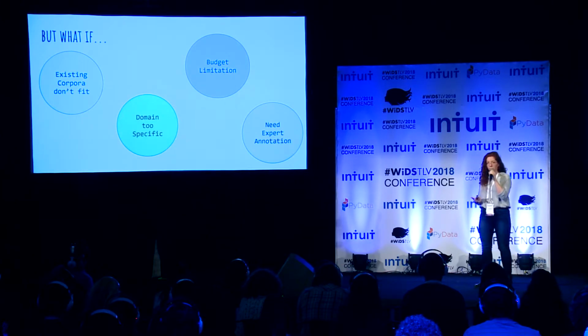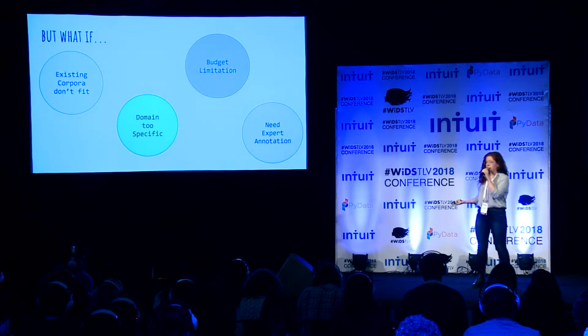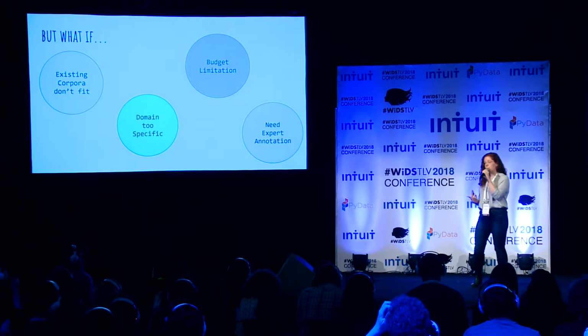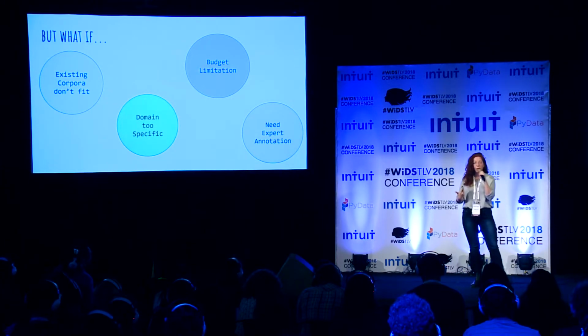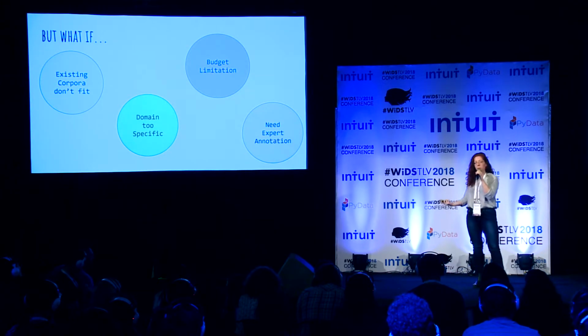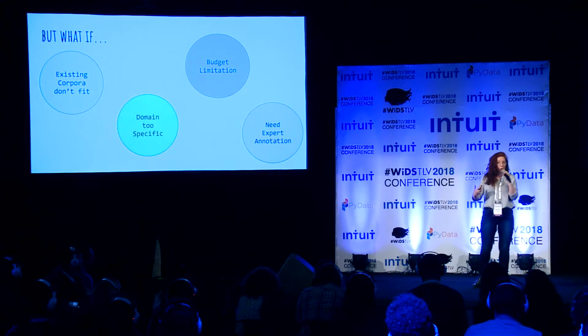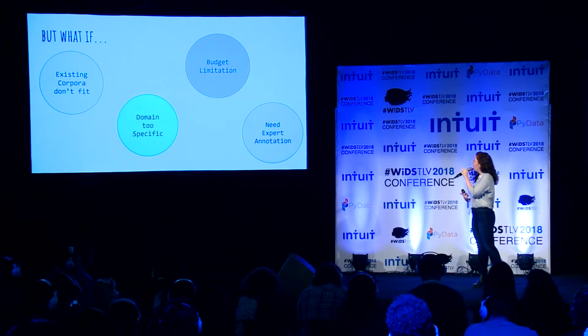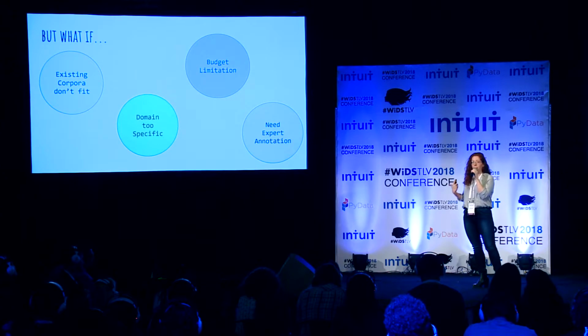But what happens if, first of all, there isn't an existing corpus online, no one has ever tried the task you want to solve? What happens if your domain is too specific? So if I'm interested in detecting a very specific illness or building a translation model from Hebrew to Amharic, we will need a lot of parallel data in those languages, which is very, very hard to come by. What happens if I need expert annotations?